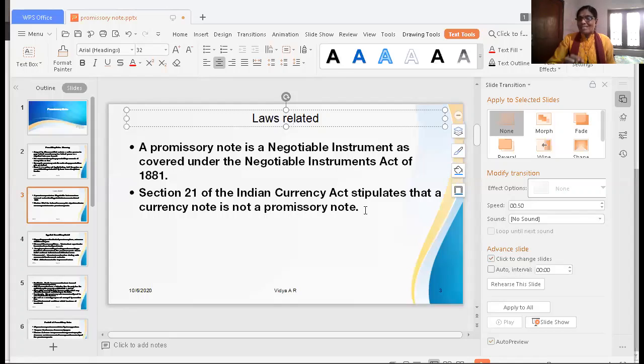A promissory note is just an undertaking telling that I will pay you such and such amount of money. A currency note also is a sheet of paper, but it is not equivalent to a promissory note. It is a legally allowed exchange of the money by the currency note. So the Indian Currency Act, section 21, says that a currency note is not equivalent to a promissory note.